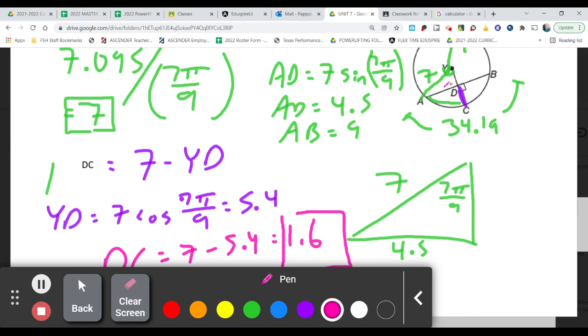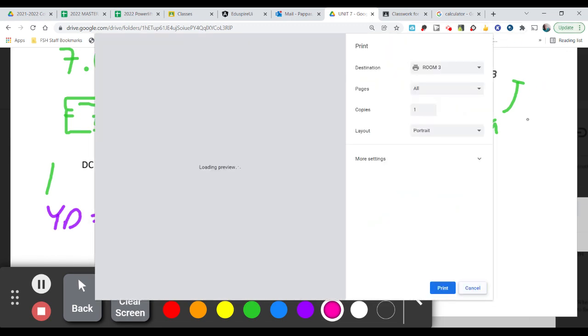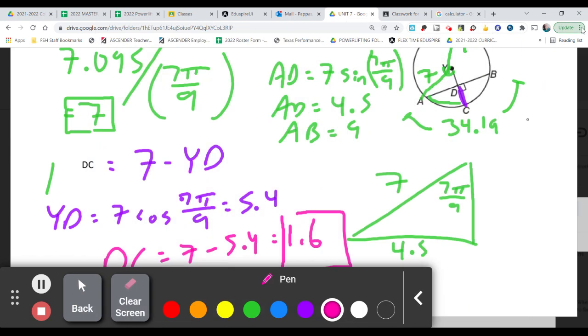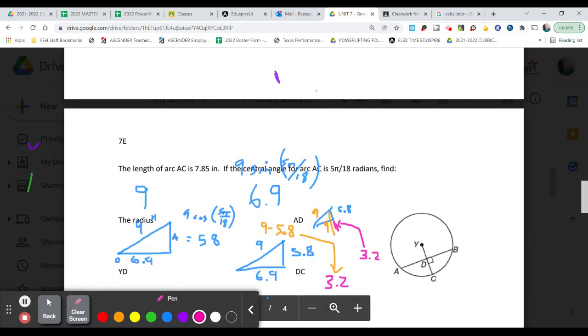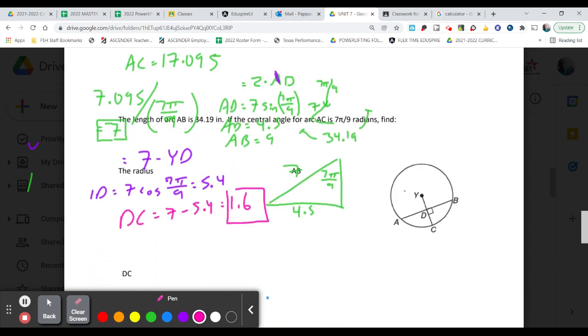If they give us other stuff like AD and YD or something like that, then we may have to go and do tangent in order to find some other pieces, or we'll have to maybe do dividing sine or dividing cosine, depending on what they give us. But we're just basically applying our trig rules here with right triangles. So I would encourage you to go back and look at your 6A notes on how to do trig with all this stuff, and that's really what we got.